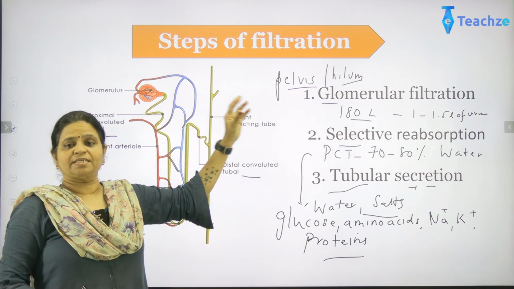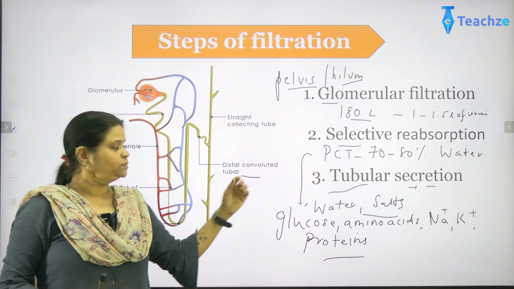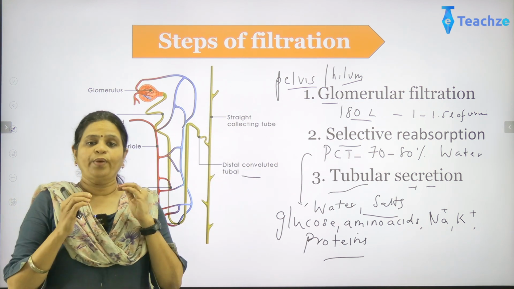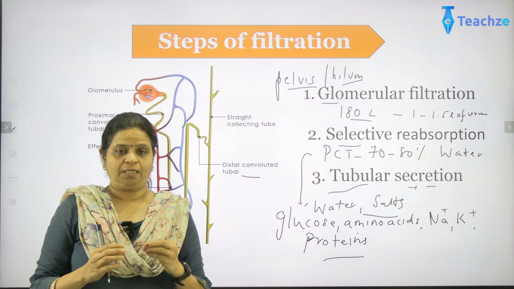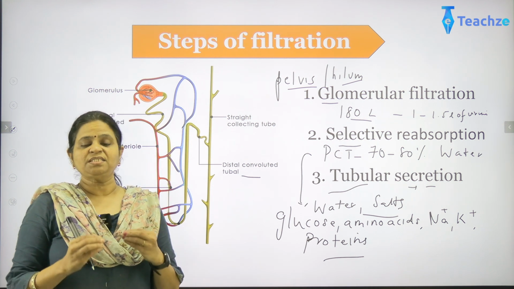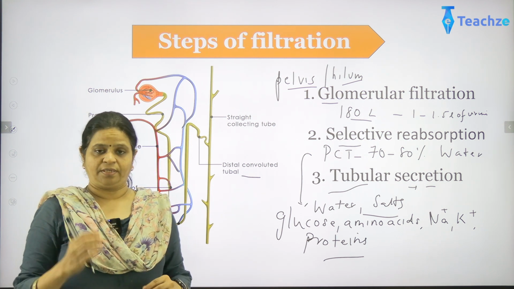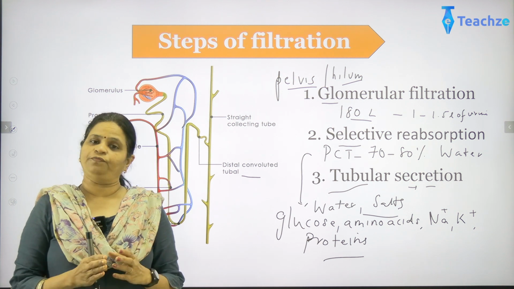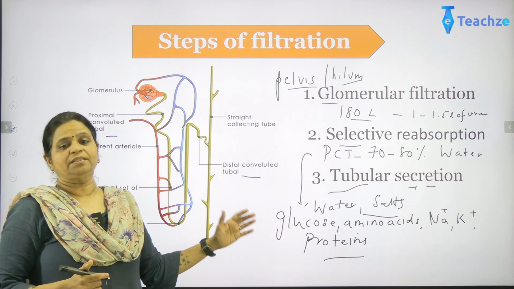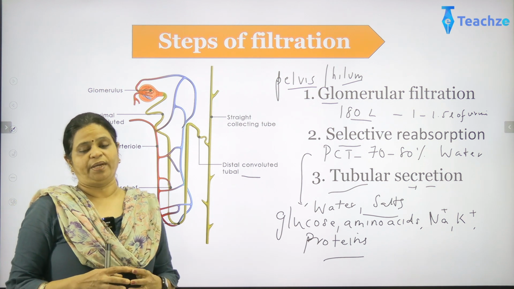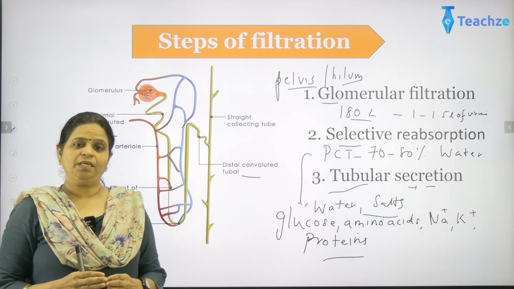Now the ureters take this filtrate, urine, to the urinary bladder where it is stored for a particular period of time. So once there is a signal from the central nervous system for the evacuation of urine from the body, then the urethra helps in evacuating that urine from the body.